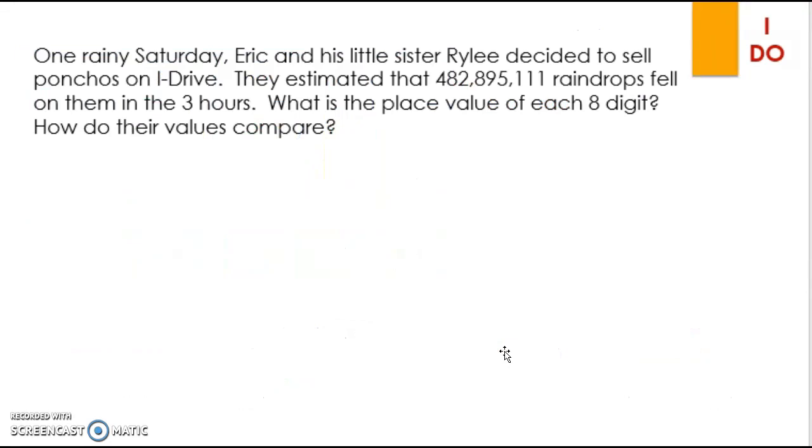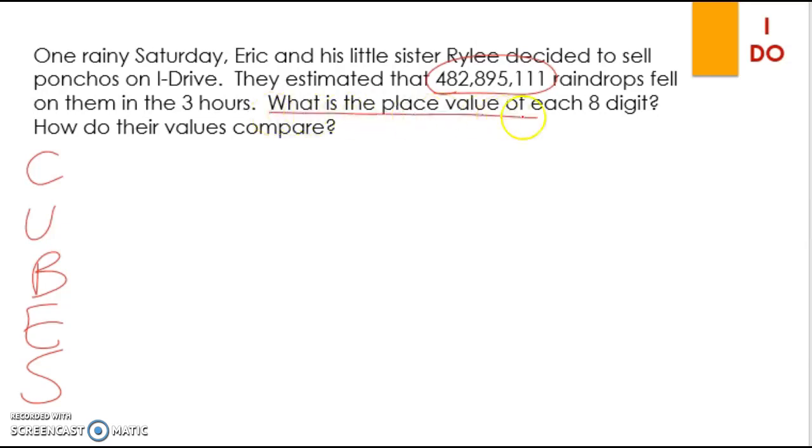Let's do this with some problem solving. One rainy Sunday, and I've got to use cubes, Eric and his little sister Riley decided to sell ponchos on iDrive. They estimated that 482,895,111 raindrops fell on them in the 3 hours they were outside. What is the place value of each 8 digit, and how do their values compare?